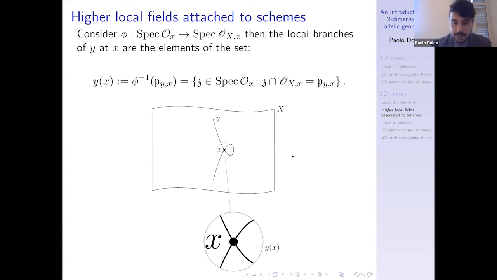So for example, in this case, we have simple nodes. So we will have two local branches. If the curve is smooth at the point, then you have one local branch, or even you have a cusp, where you have just one local branch. So the number of these local branches tells you about the nature of the node, to be precise. And this is just a picture.